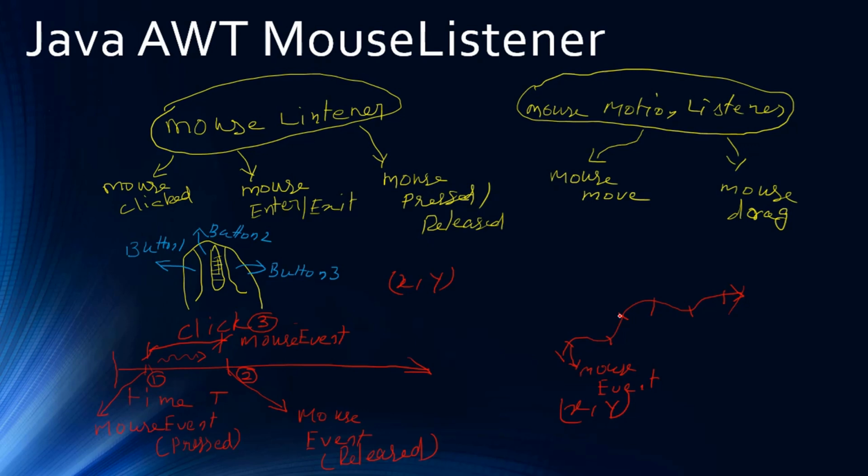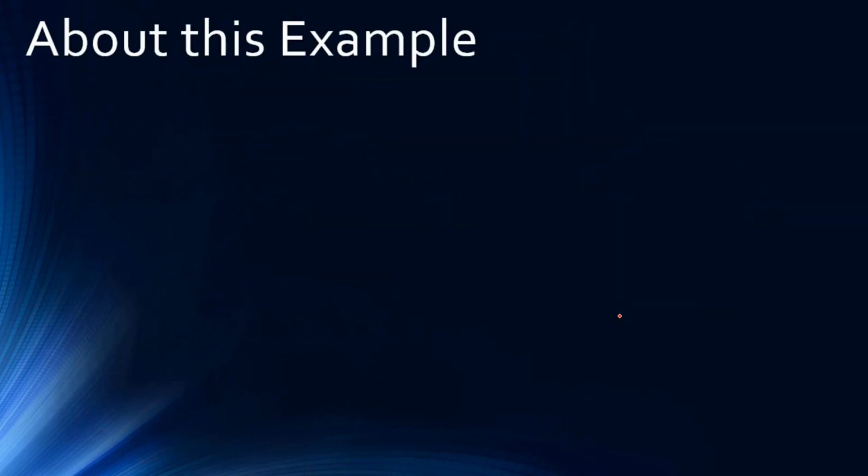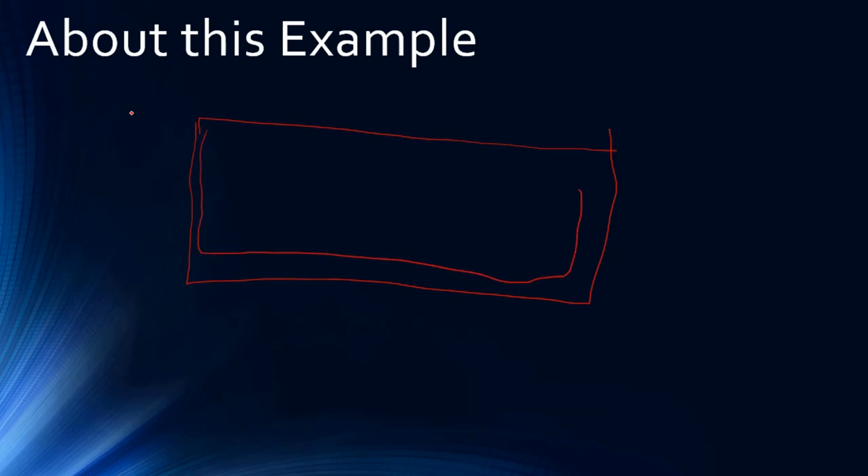Alright, now let us see an example. In this example, what we are going to do is create a frame window. Inside the frame window we will add one panel. This panel we will register with both the listeners. So we will register it with the MouseListener as well as the MouseMotionListener.